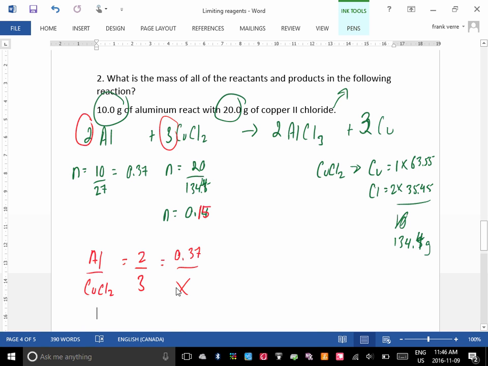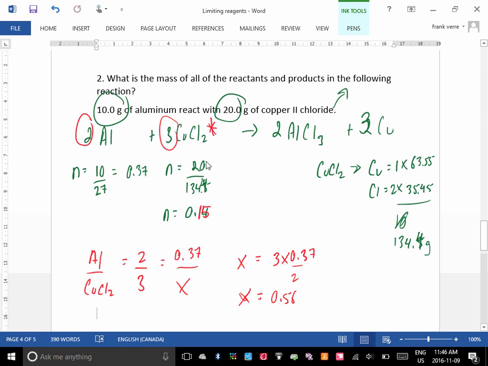So we're going to solve for x. x would be 3 times 0.37 over 2. What is x? 0.56. So we need 0.56 moles of copper II chloride. We don't have that. So that means this is the limiting reagent, the one that we don't have enough of.